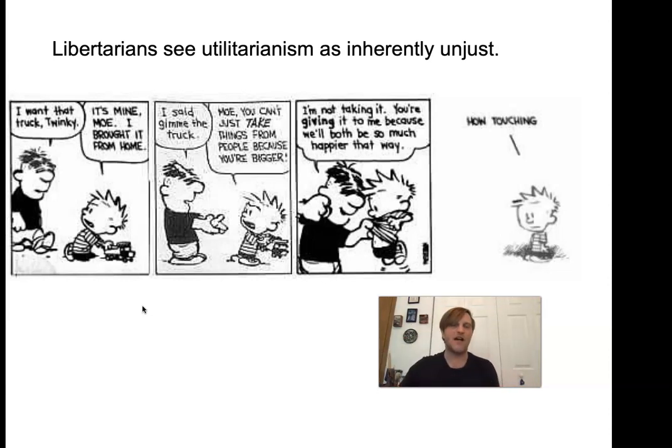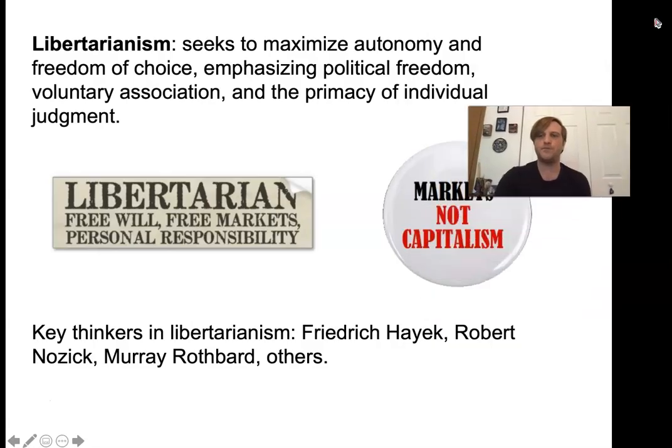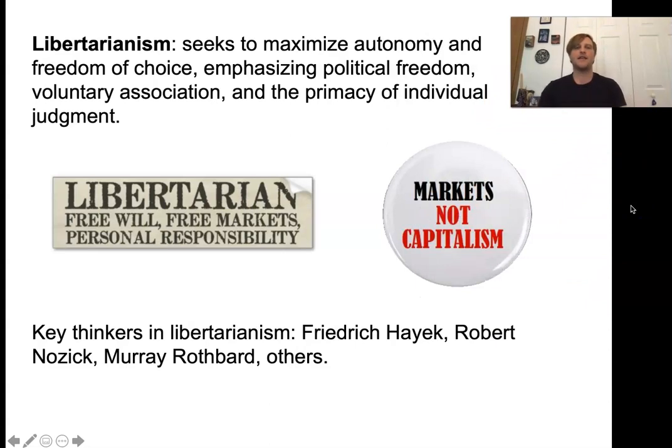I say in the deeper philosophy because there's a sort of libertarianism that's, in my view, somewhat shallow, and it doesn't get at some of these deeper philosophical questions that we'll be discussing. So libertarianism seeks to maximize autonomy, your freedom of choice, your freedom to associate with whoever you want to, over a judgment imposed upon you by some governmental authority.